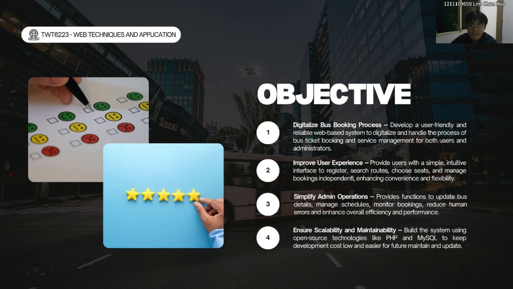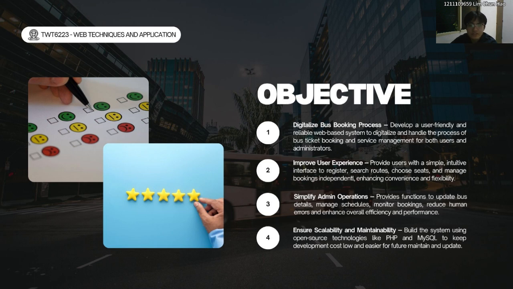For administrators, BIJO is developed to make daily operations simple and more organized. The system provides functions for admins including updating and deleting bus information, setting departure and arrival times, managing seat capacities, and monitoring current bookings all in one place. With these features, all operations can be made quickly, accurately, and up to date. Besides, it also reduces the need for manual work and human errors, which further enhances the overall efficiency and performance.